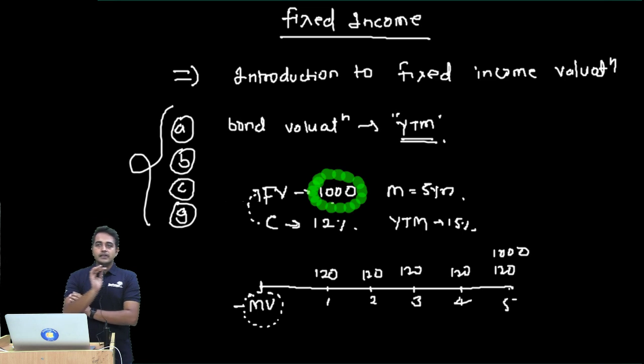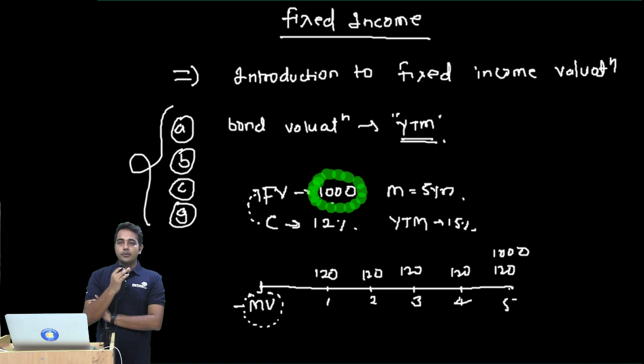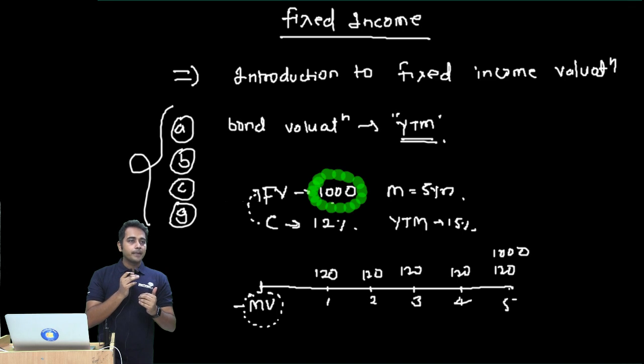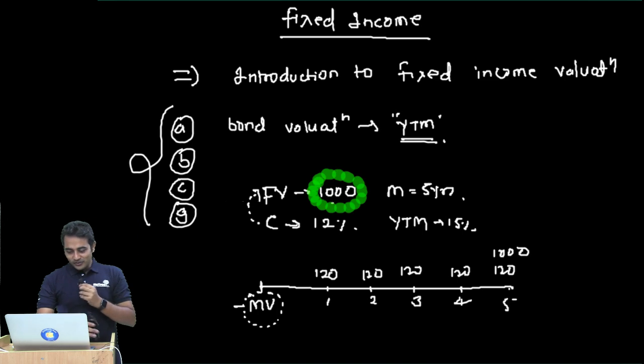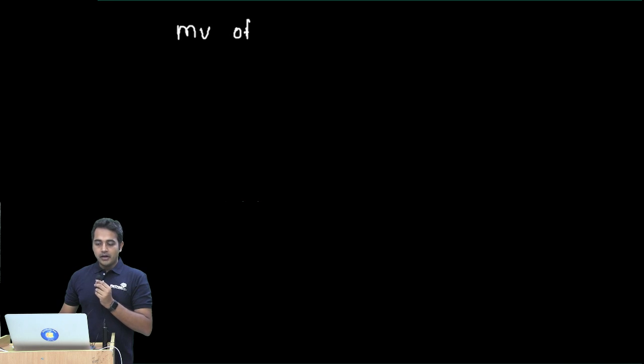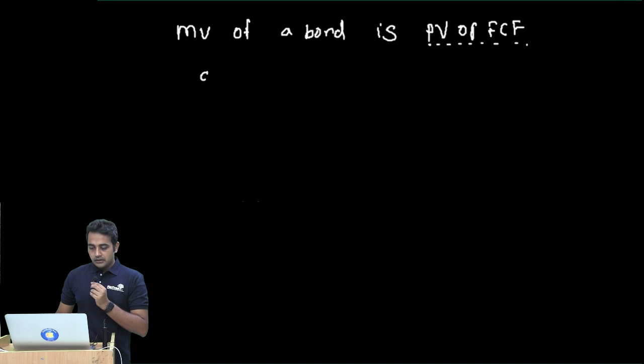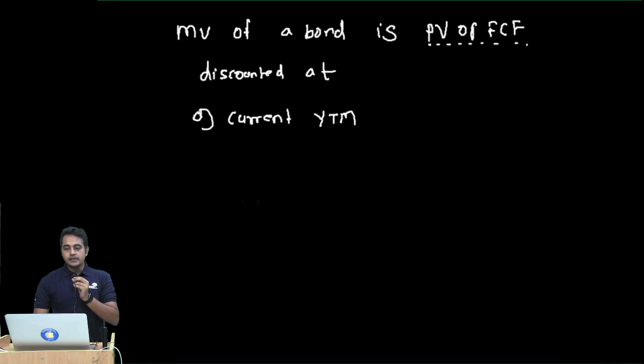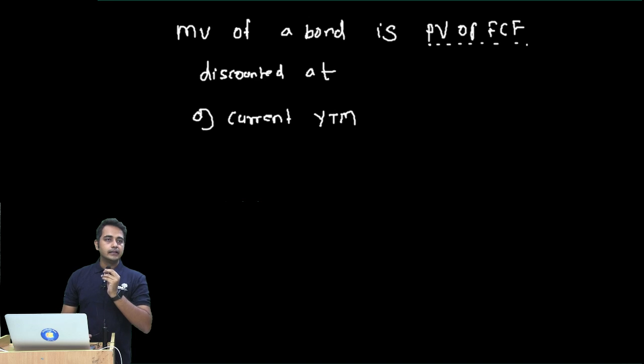So when we did corporate finance, we did a little bit of bond valuation. That time we wrote a sentence. We are going to write that sentence now, and we are going to extend that sentence as well. If you remember, I told you this sentence on bond valuation we will complete after 2 months. So today is that day. So let's write down the sentence. Market value of a bond is present value of future cash flows discounted at the current YTM.